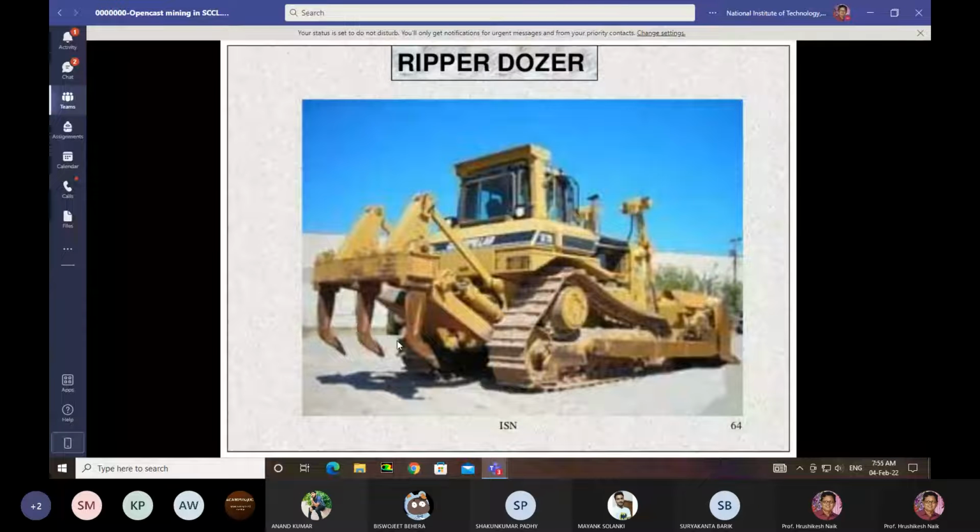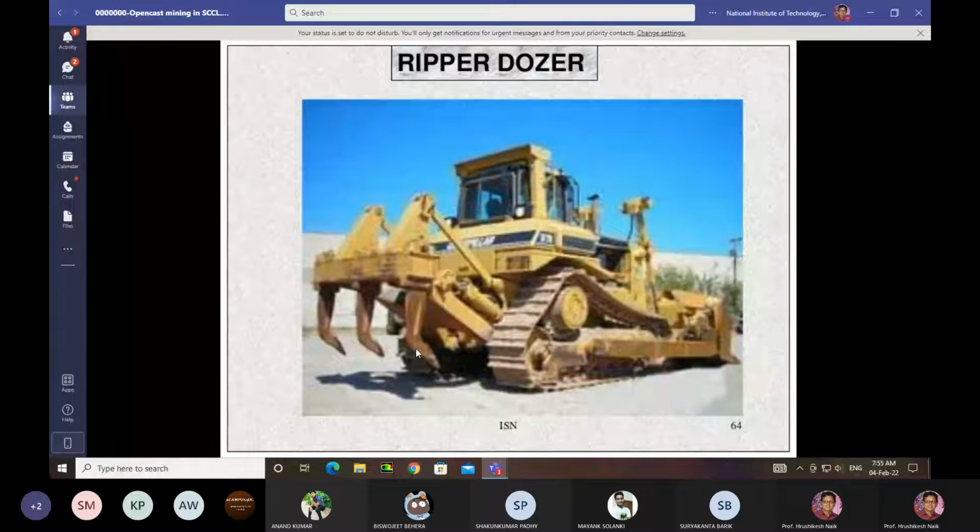So here there will be no need of drilling and blasting. If you are using the reaper dozer, no need of drilling and blasting. So it is a continuous mode of operation. So these are the reaper dozer peaks, which will plow the material and dig the material, cut the material, and after that the dozer will push the material to its destination. So this is called a reaper dozer machine.